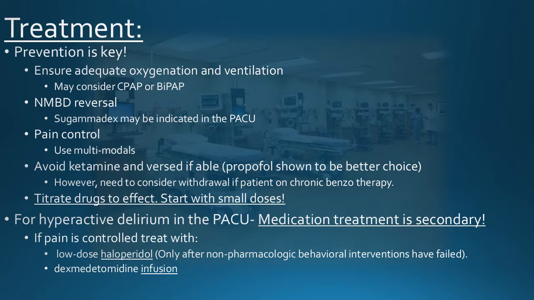Ketamine and preoperative Versed have both been associated with postoperative delirium, so other agents should be utilized if possible. When administering drugs in the geriatric population, the rule is start with low doses and titrate to effect. In agitated patients, low-dose haloperidol or a dexmedetomidine infusion may be indicated. Again, start with a low dose and titrate up as needed. Using antipsychotic medications should only be considered after non-pharmacologic methods have been exhausted and the patient is a risk to themselves or others.